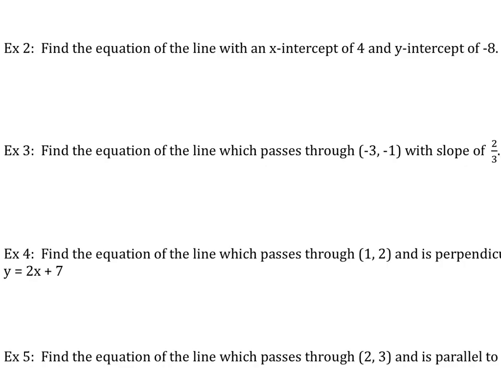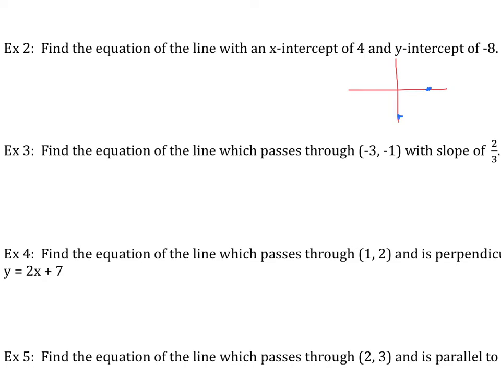All right, now example 2 says find the equation of the line with an x-intercept of 4 and a y-intercept of -8. For people who are visual learners, sometimes it is a very good idea to do a little sketch, and so I'm going to do that. So x-intercept of 4 means it crosses at 4. I'm going to put a little dot at about its location. We don't have to be precise. And y-intercept of -8 is down here.